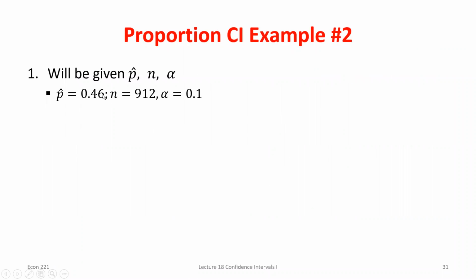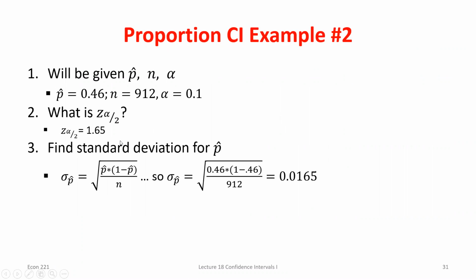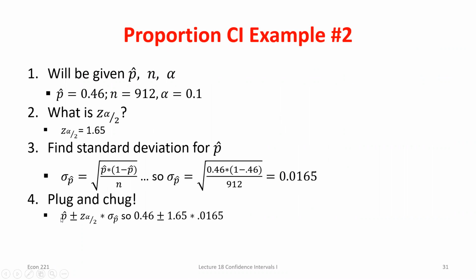So back to the example, we identified the piece of information we need. We looked up that z-score. We could calculate the intermediate step if that's the way we wanted to do it. We get about 0.0165 here. Now it's just a matter of plugging those values into our confidence interval equation, and we get this range of 0.41 to about 0.49. Right?